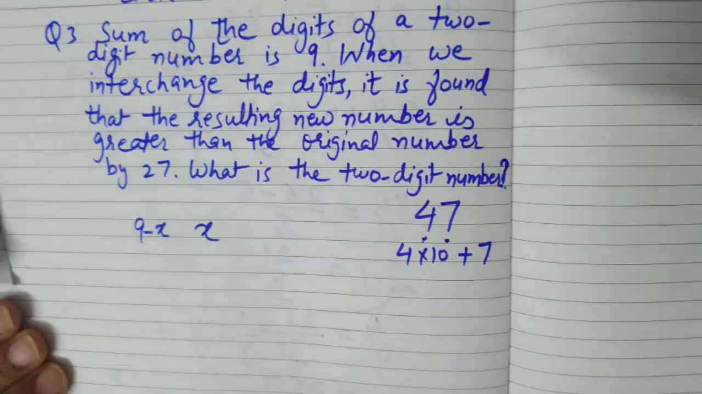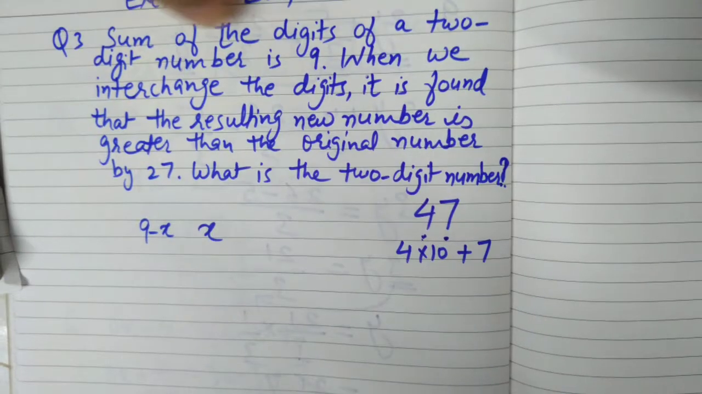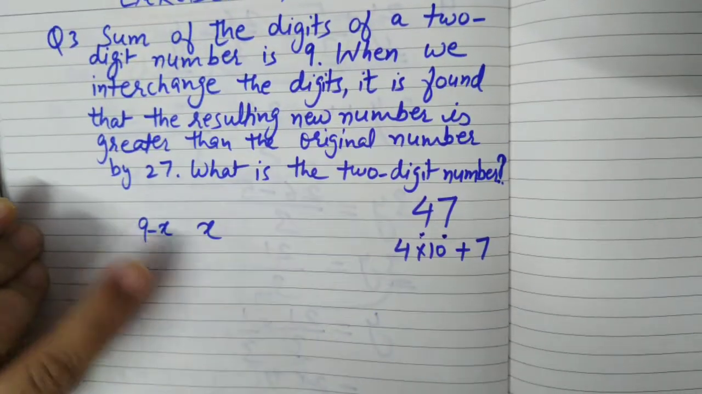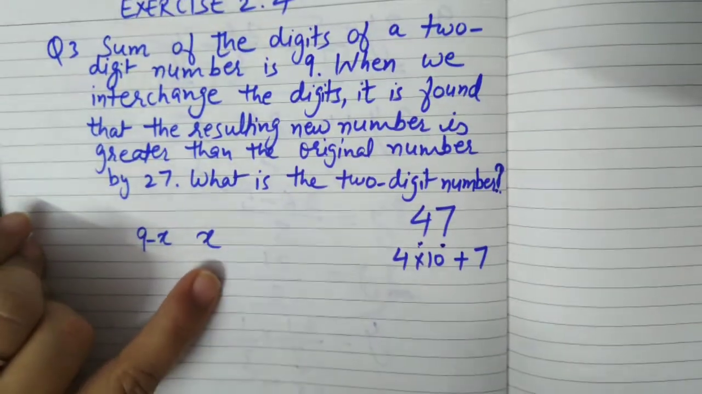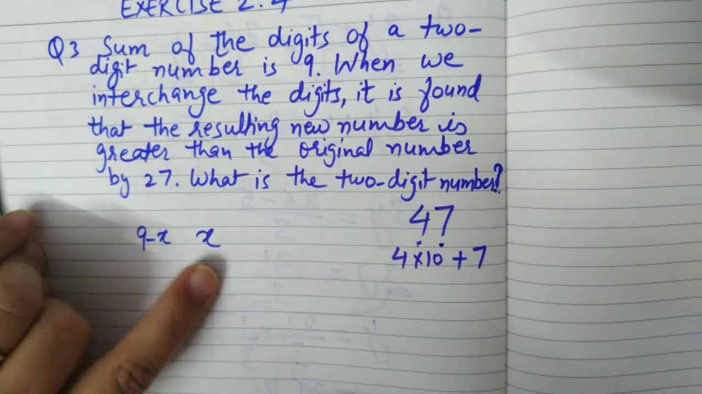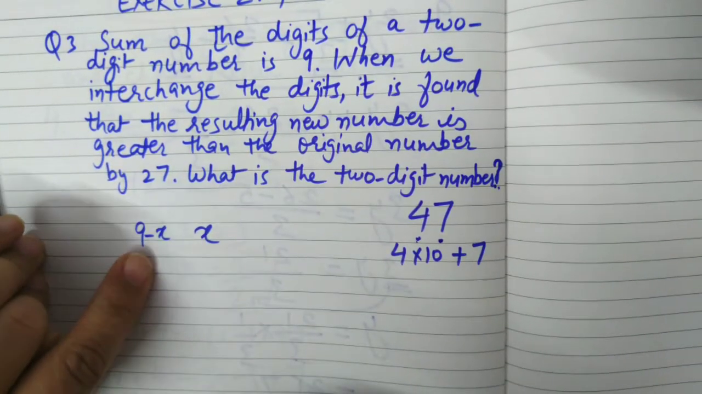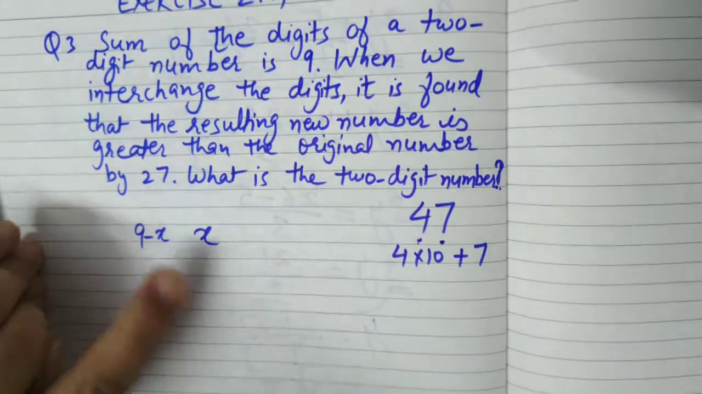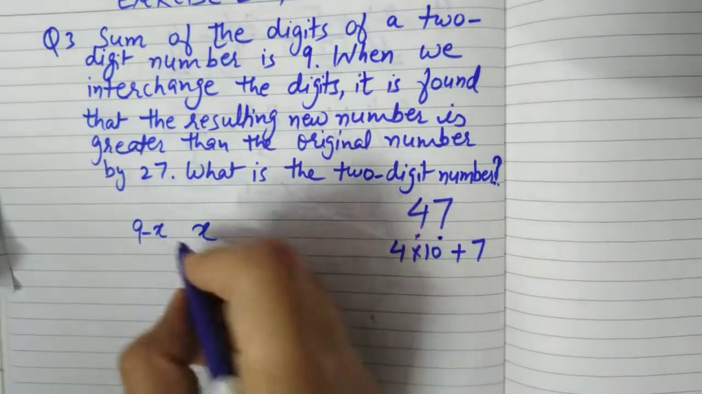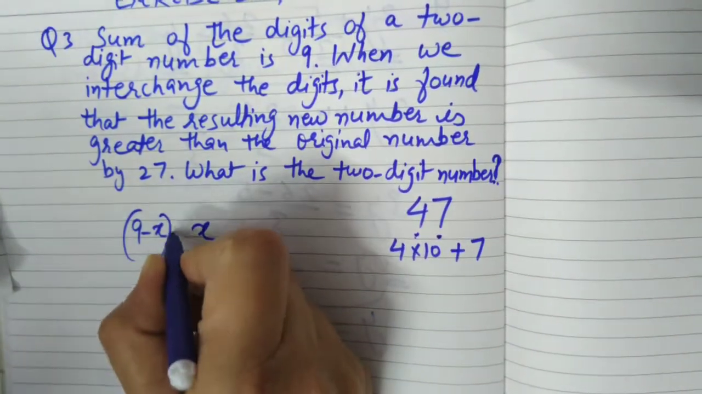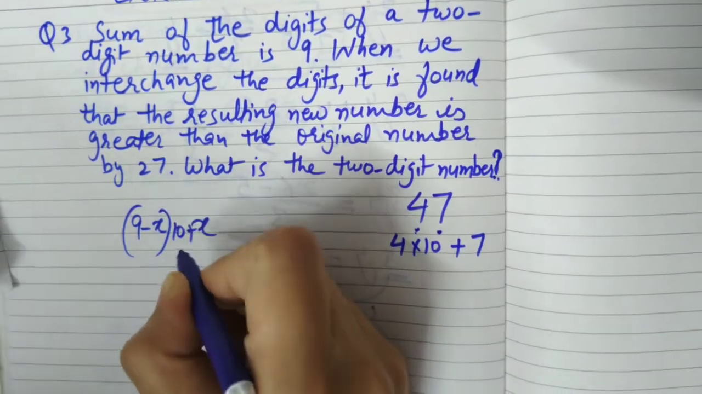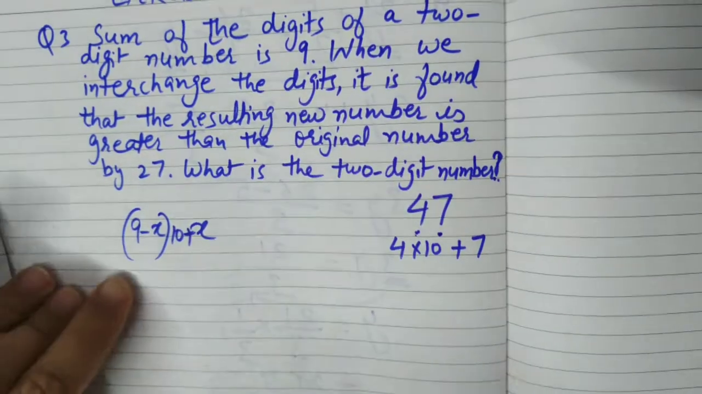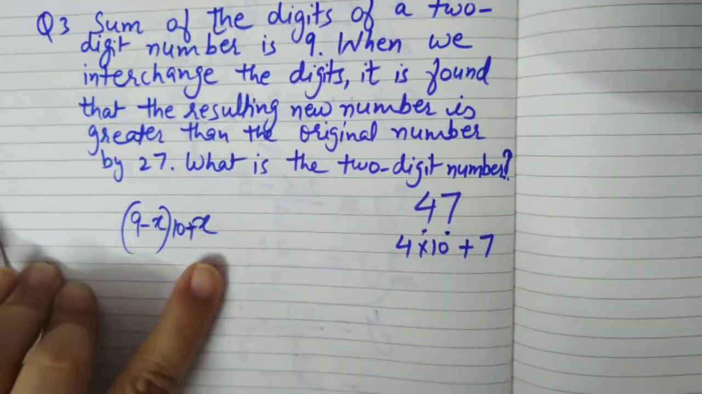So for our question, the sum of the digits is 9. So if one number is, suppose say at units place is x, then the other number at the tens place will be 9 minus x into 10. 10 is very important here, so that we don't make any mistake. Okay, so our number will be (9 minus x) into 10 plus x.